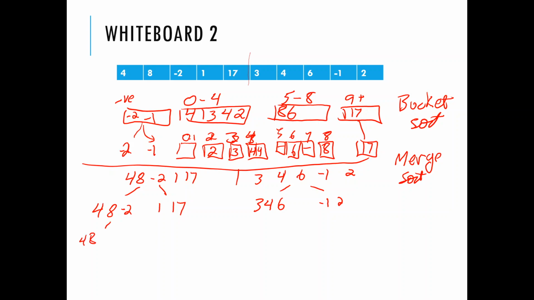So it's going to be 4, 8, -2, 1, 17. This is 3, 4, and this is a 6. -1, 2. All right, and then I'll get 4, 8. -2, 1, 17, 3, 4, 6, -1, 2. These are all separate buckets. They're all separate things. They're all individual elements in between each.